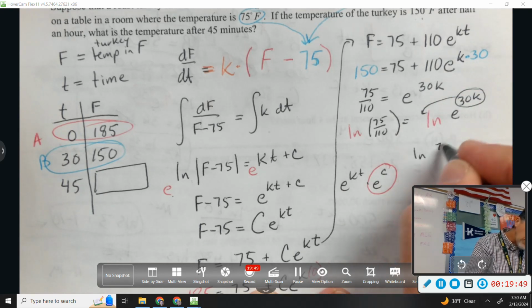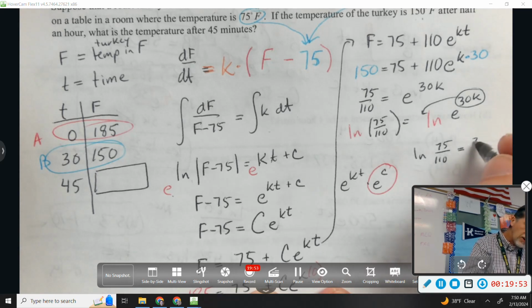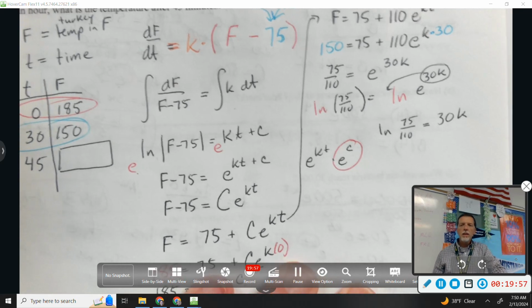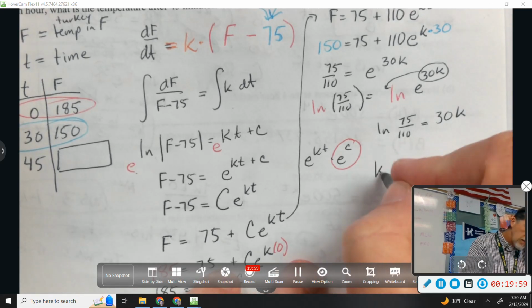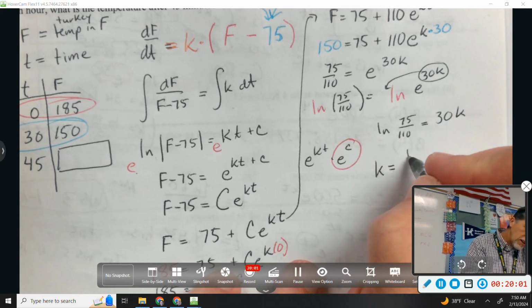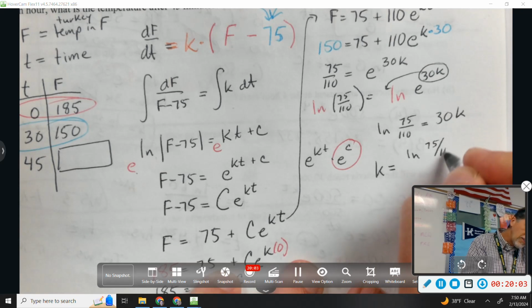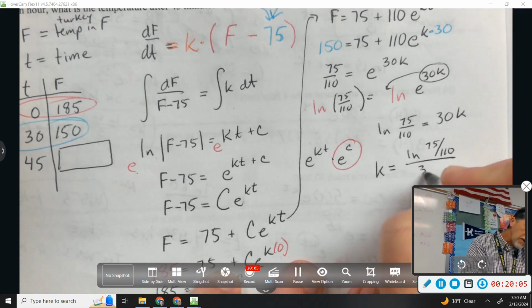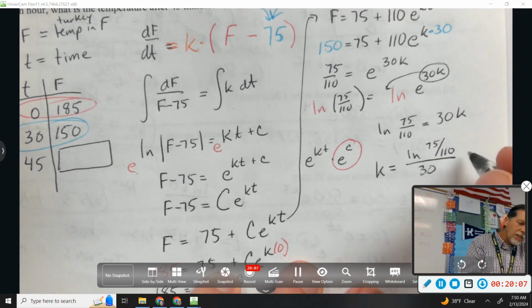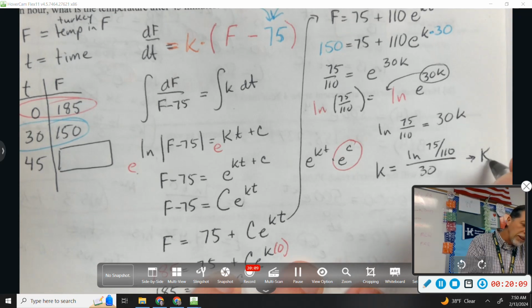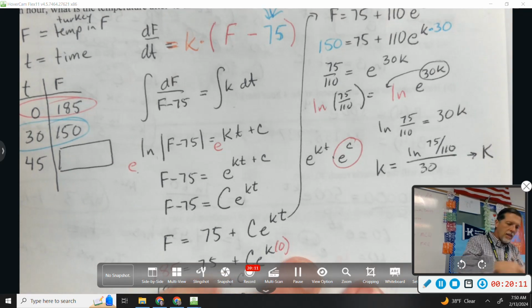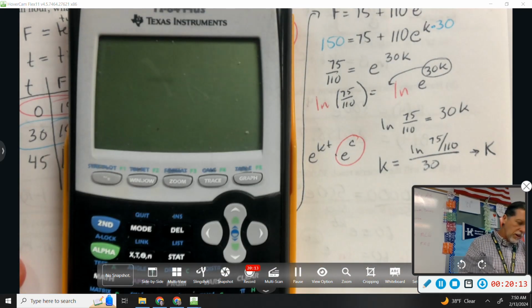So natural log 75 over 110 equals 30k, because natural log of e is 1. So k equals natural log 75 over 110 divided by 30. And that looks crazy, so that's probably going to be stored in my calculator as k. That way I don't have to worry about it anymore.